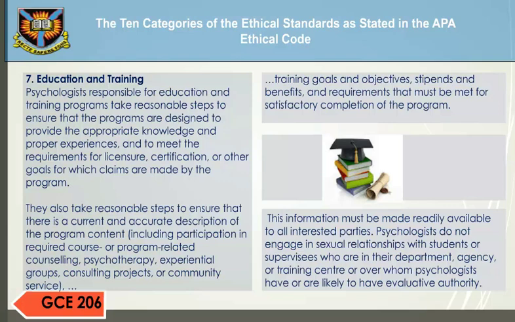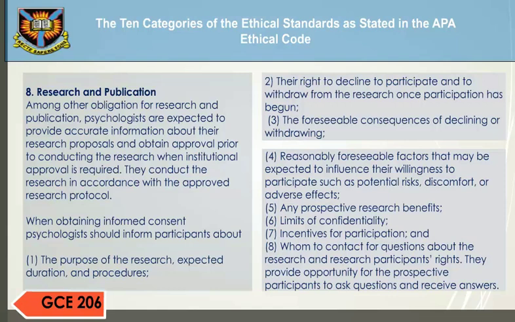Psychologists do not engage in sexual relationships with students or supervisees who are in their department, agency, or training center, or over whom psychologists have or are likely to have evaluative authority. 8. Research and publication. Among other obligations for research and publication, psychologists are expected to provide accurate information about the research proposals and obtain approval prior to conducting the research when institutional approval is required.